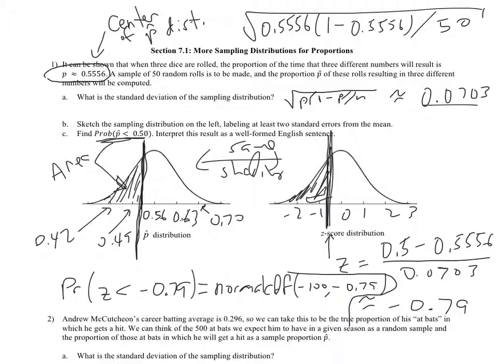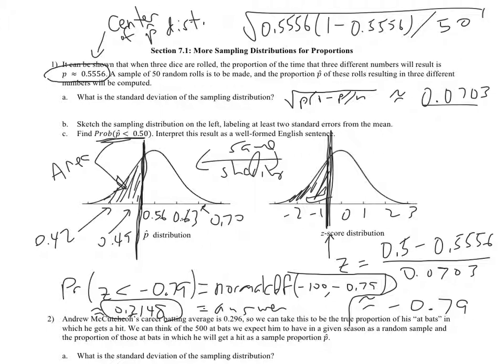So the function normal CDF negative 100 comma negative 0.79 is going to give you the area from negative 100, which is way out here, all the way up to negative 0.79. So that will be the answer to C. So on my calculator, I got that this is approximately 0.2148. So that's the probability. So that means about 21% of the time, if you really did this exercise, if you really rolled 3 dice and looked to see when you get 3 different numbers, about 21% of the time you would get a p-hat in that experiment that's less than 0.5.